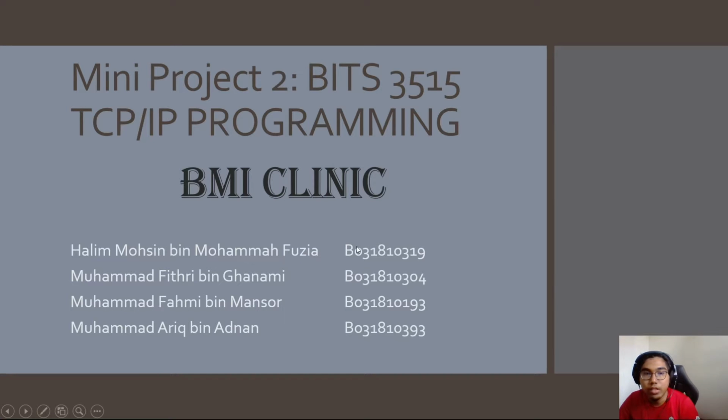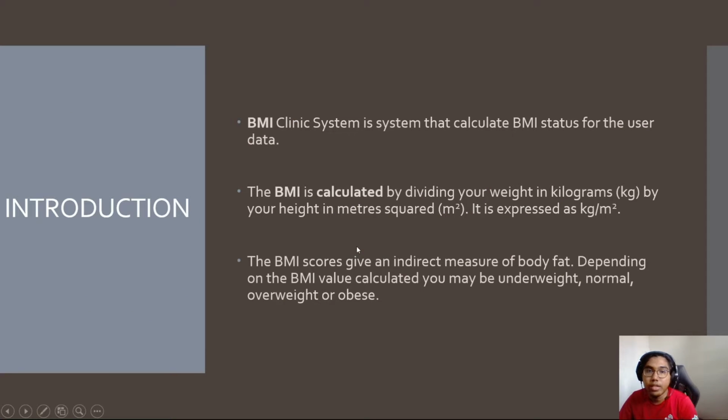Our project title is a BMI clinic. The BMI clinic system is a system which calculates the status of the user data. BMI is calculated by dividing the weight in kilograms by your height in meters squared, expressed as kg per m². The BMI score gives an indirect measure of body fat. Depending on the BMI value calculated, you may be underweight, normal, overweight, or obese.